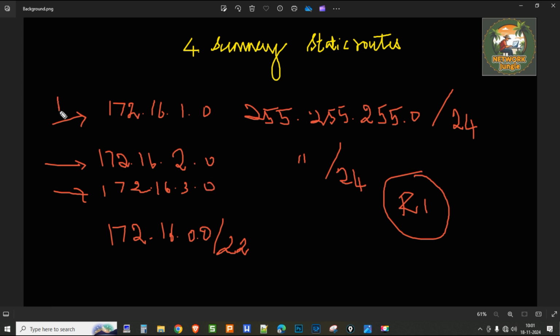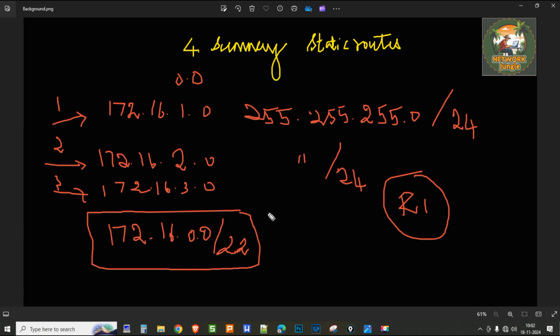So this is the first destination, this is the second destination, this is the third destination. So it can summarize, and the combined lookup table IP address is 172.16.0.0. You can search from the subnet calculator. It covers 1.0, 2.0, 3.0, then 0.0. It is the summary static route. By default the router calculates by itself. It can reduce the number of lines in the routes in the router.